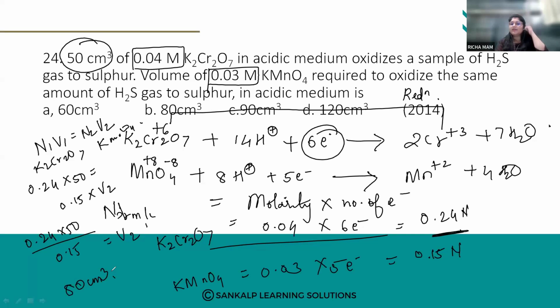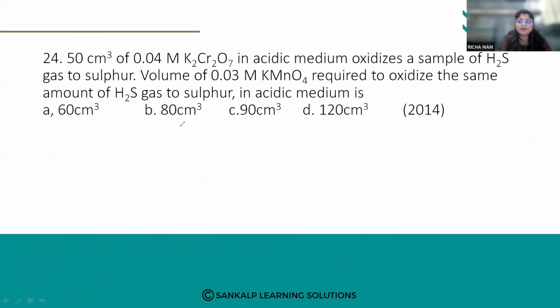So how are we going to find the normality? By multiplying the molarity into its number of electrons. Then we have to find out the volume. Is it clear now?